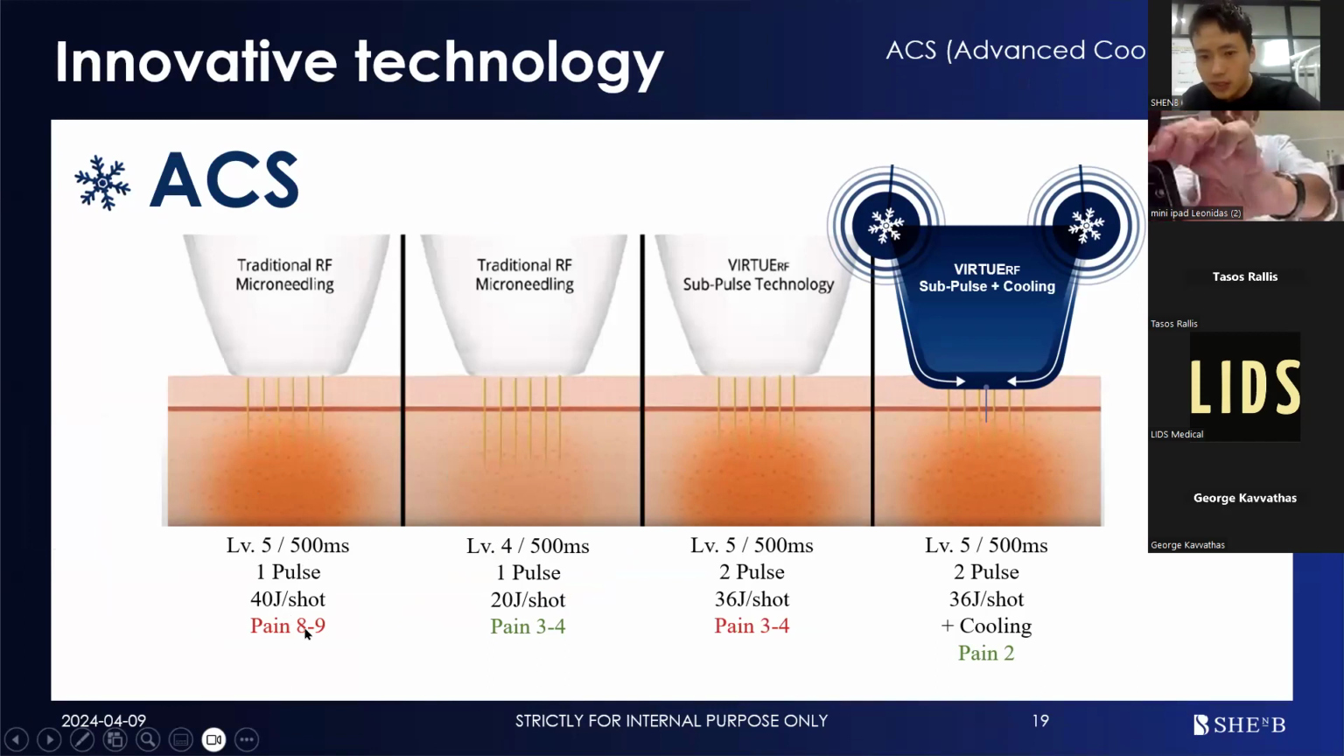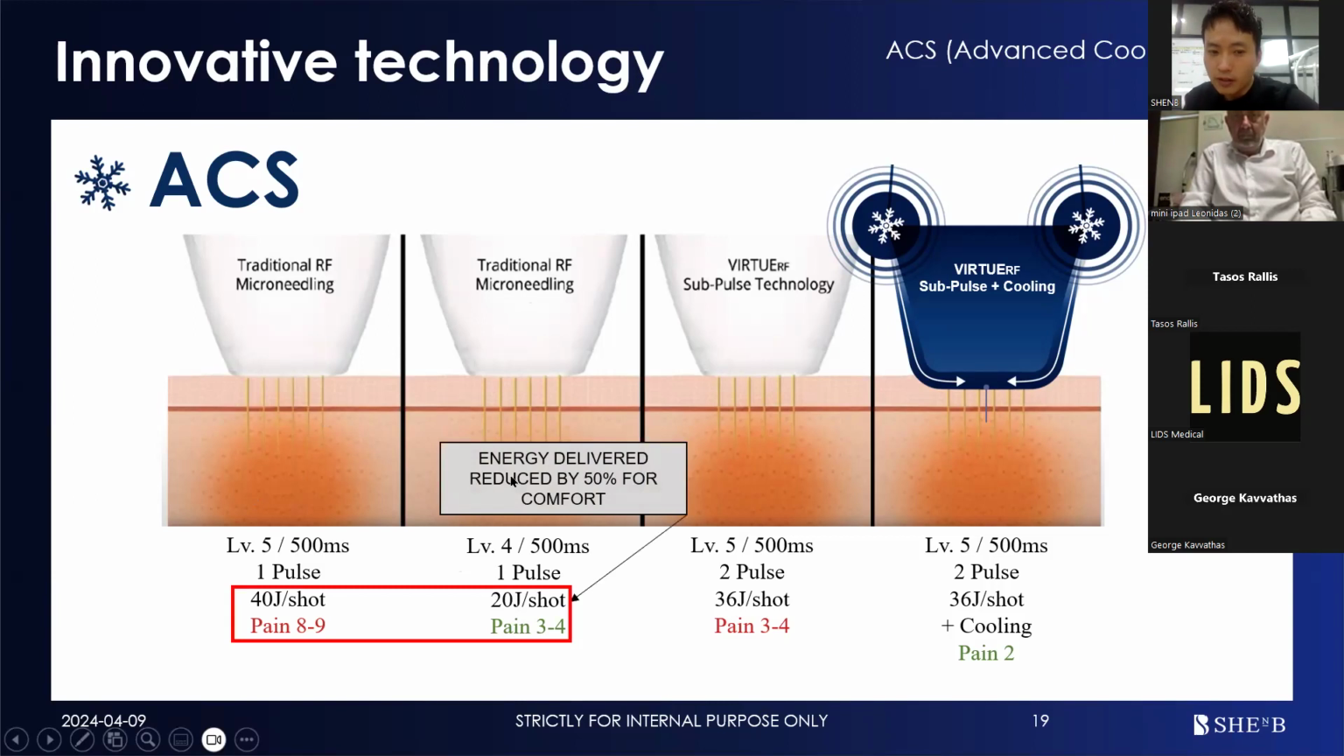And the pain level is, if we say 10 is maximum, the pain level is 8 to 9, which is a very high pain level, discomfort. In order to reduce the pain, if we lower the energy level just one level down, the total energy will come down to half. It will drop to 20 joules, which means that we cannot deliver sufficient RF output into the skin dermis. This is the difference between level 5 and 4. But of course, since the energy is dropped dramatically, we can feel less pain for sure.